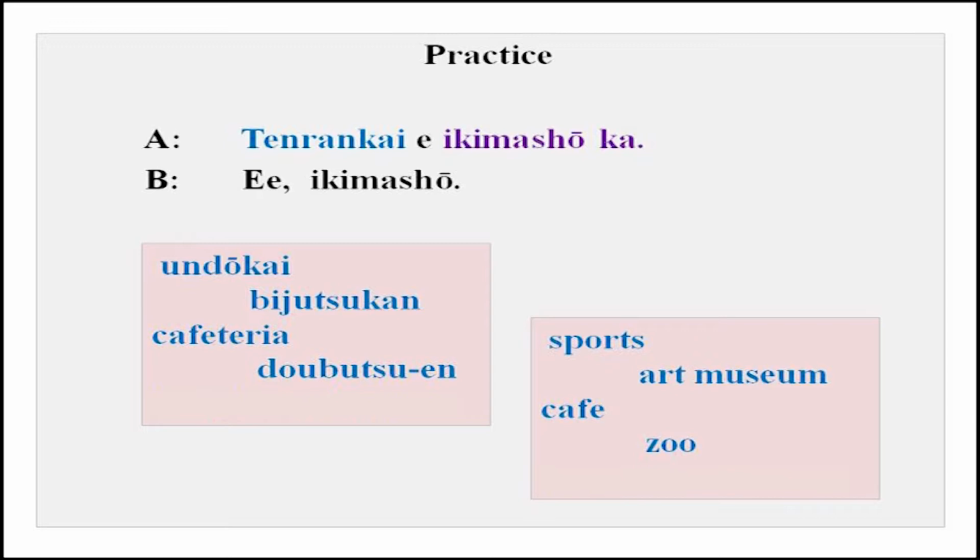Hakubutsukan, a museum. So, you have these new words for you. You can practice with, instead of tenrankai, you can say undokai e ikimashou ka, bijutsukan e ikimashou ka, cafeteria e ikimashou ka, doubutsuen e ikimashou ka, hakubutsukan e ikimashou ka. And you can of course add the name of the person and ask him directly and expect an answer.